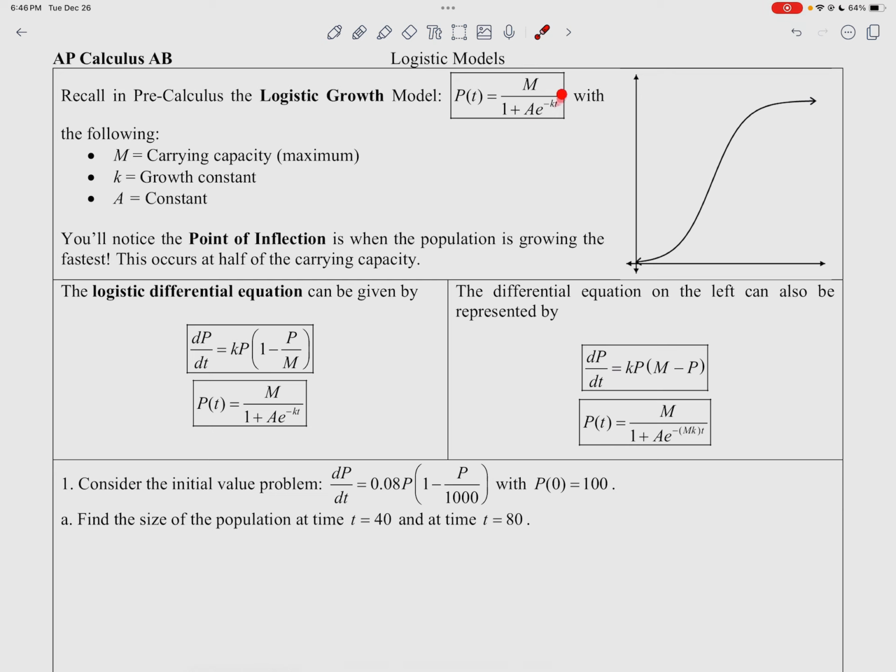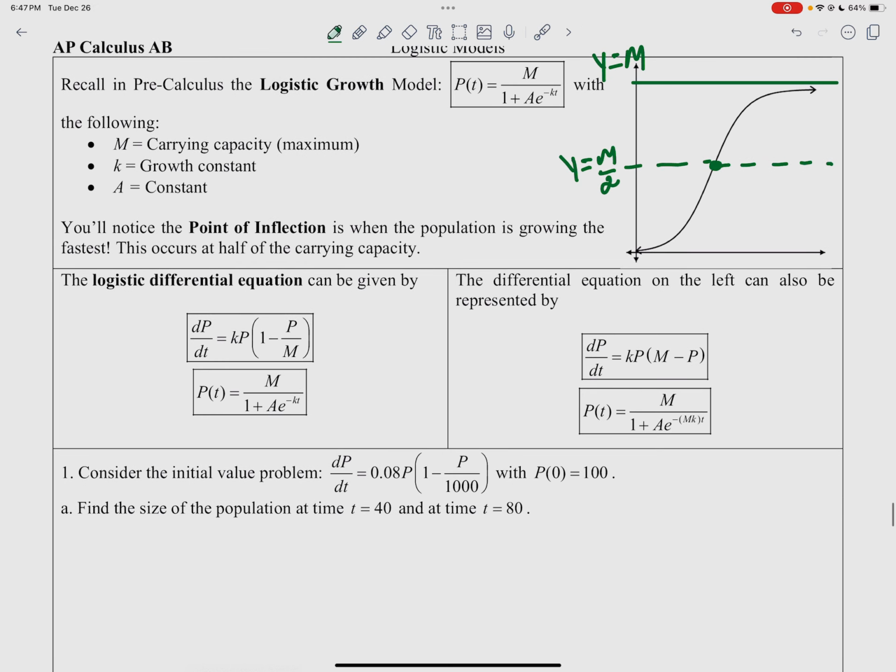So we have this equation, just like how we gave you the Newton's law of cooling equation back then. We gave you the logistic growth model, where M is your carrying capacity, K is your growth constant, and A is your constant. We're going to extend it a little bit in terms of calculus. You'll notice that the point of inflection is when the population is growing the fastest, and this occurs whenever we have half of the carrying capacity. And that's going to be very important in some of these examples.